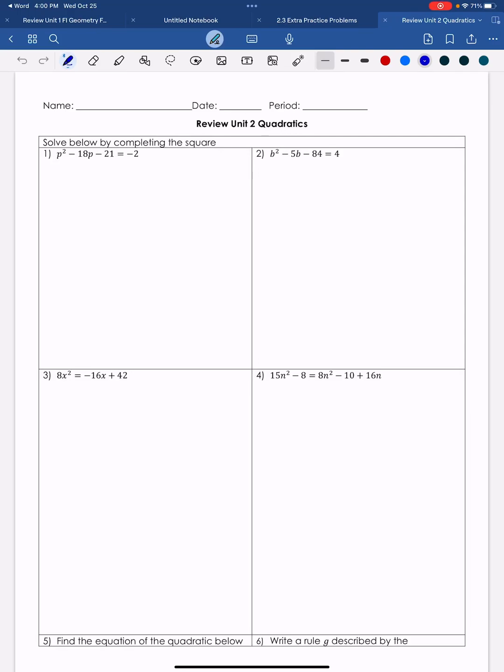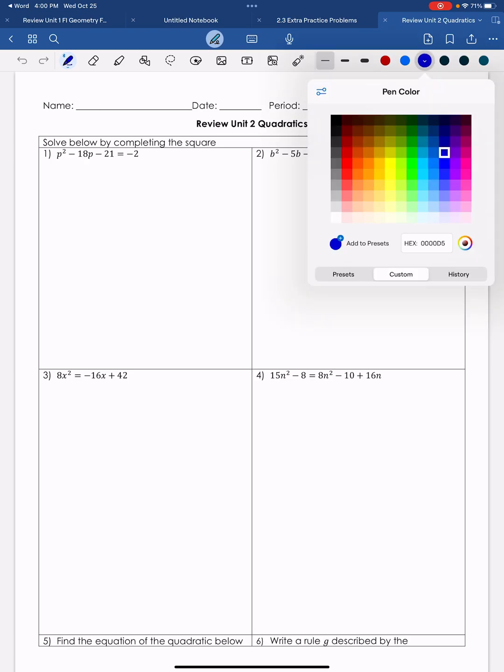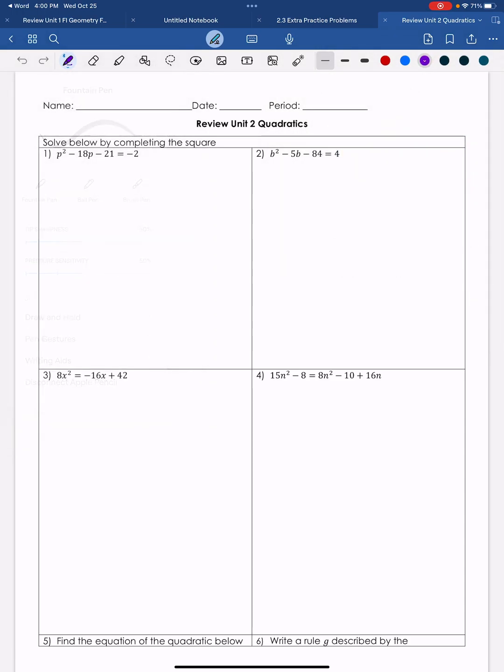Okay, so I'm gonna split these videos up into a few parts. I'm gonna start with completing the square so you can watch a video on whatever you need the most help with. So I'm gonna start with completing the square.